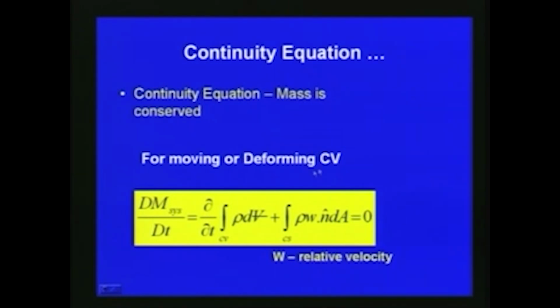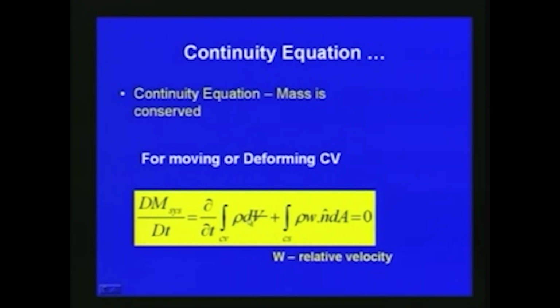So, for the case of a moving or deforming control volume, this w is the relative velocity. Since the control volume itself is moving or deforming, with respect to that we have to consider the changes taking place with respect to the relative velocity. So, for a moving or deforming control volume we can write the continuity equation as dm/dt is equal to ∂/∂t of the integral over the control volume of rho dV plus the integral over the control surface of rho w n hat dA, where w is the relative velocity and n hat is the unit vector.